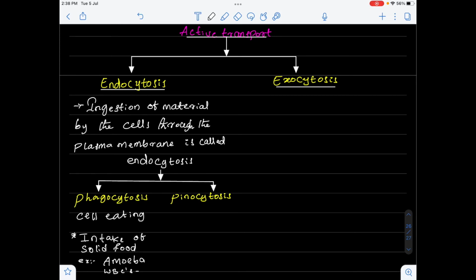And the next one is pinocytosis. Pinocytosis is also called as cell drinking. So this is the intake of liquid food materials. This is the process of intake of liquid food.